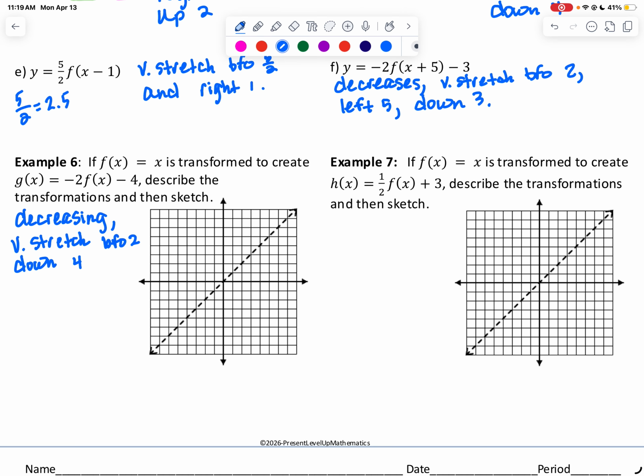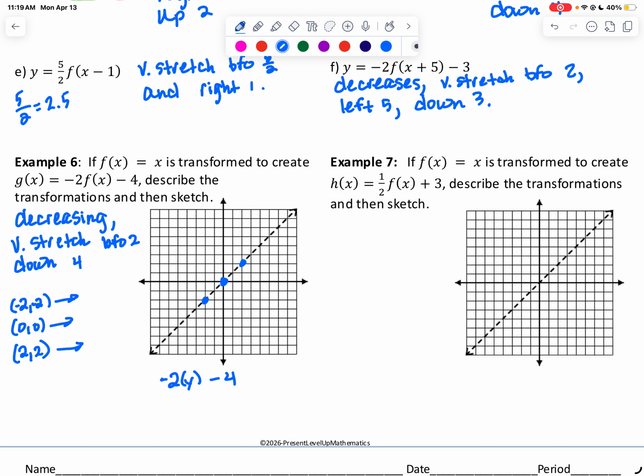So here's what's going to happen. Just to show you, I'm going to take 3 friendly points off the parent function. Okay, I've got -2, -2. I've got 0, 0, and 2, 2. And I'm going to transform each one of those points. But to transform them, I'm going to be multiplying the y value times -2 and subtracting 4.